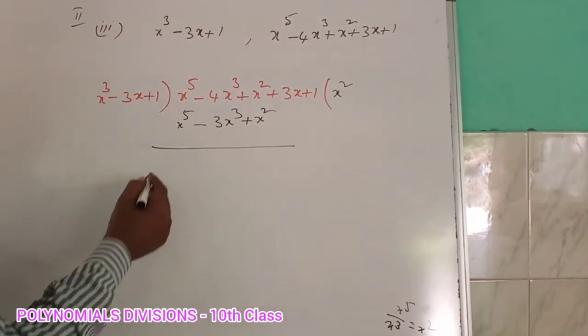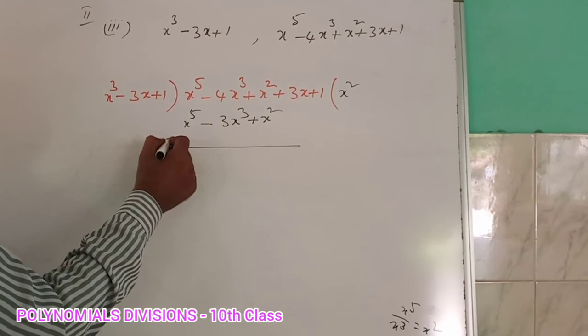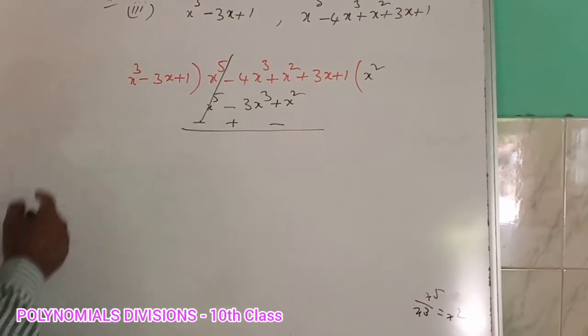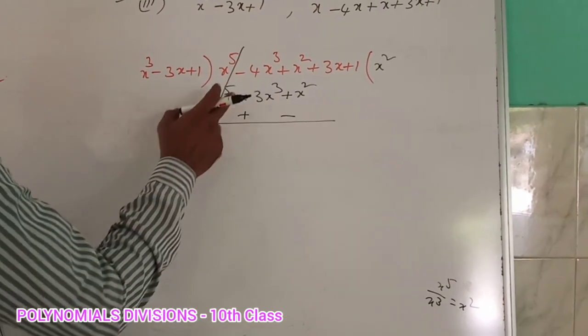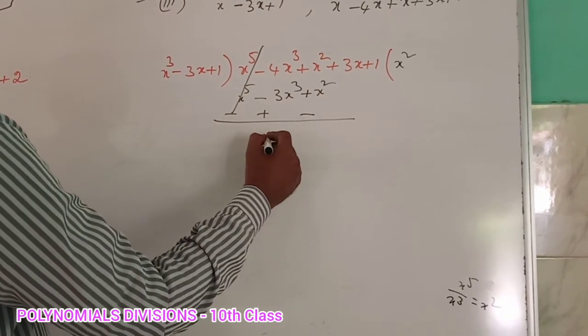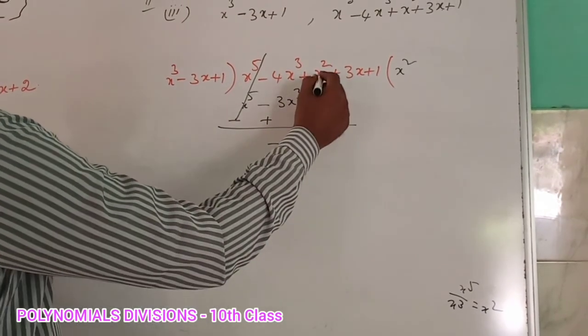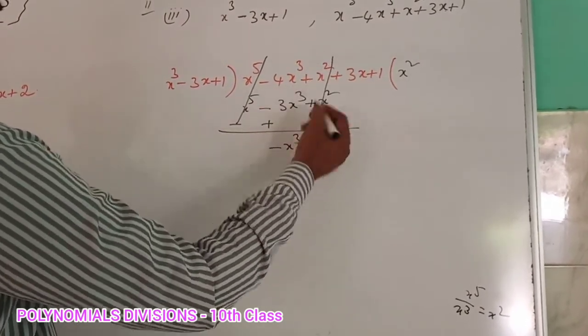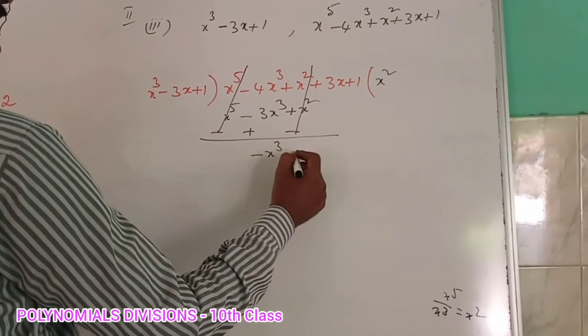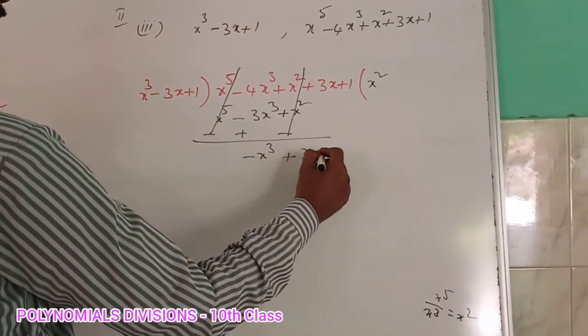Here, subtraction means the symbols are changed: positive value negative, negative value positive, positive value negative. Plus x to the power of 5 minus x to the power of 5 cancel. The remaining value is minus 4x cube plus 3x cube, which is minus x cube. Plus x square minus x square cancel. And the remaining two values come down: 3x plus 1.